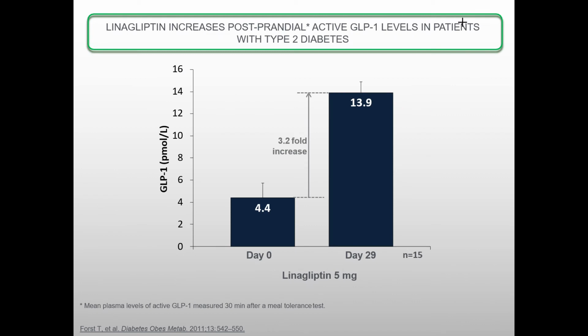Now, it has been seen that if a patient has consumed linagliptin, in his blood we will find their GLP-1 keeps on increasing. As we can see in this diagram, after 1 month of consuming linagliptin, the GLP-1 level rises from 4.4 to 13.9 picomole per liter. So there is approximately a 3.42 fold increase in the GLP-1 level in a patient who is taking linagliptin. So linagliptin increases the GLP-1 levels in patients.